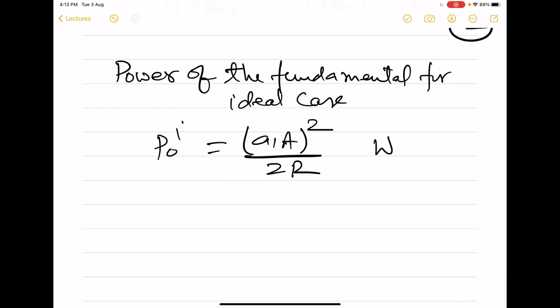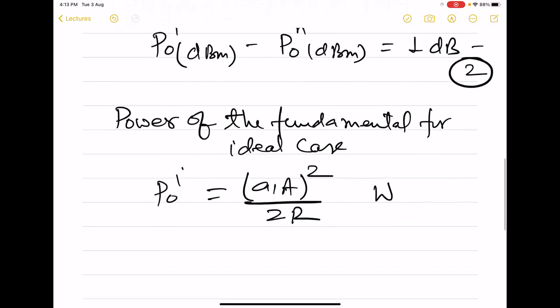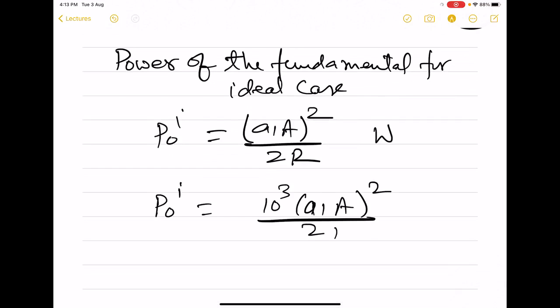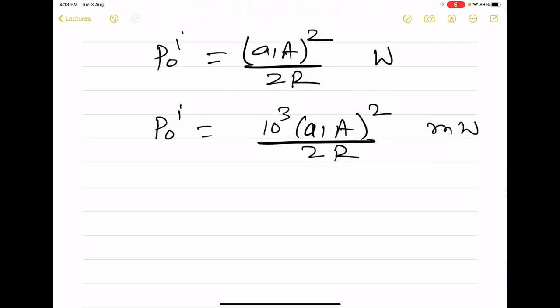Now we have written this equation 2 in dBm, but this could be in dB also. So let us write this power in dBm. So what we will have to do is, first we will have to convert this into milliwatt, so that this will become 10 raised to the power 3 times A1A whole square by 2R milliwatt. So now we can convert it into dBm. So PO ideal in dBm is going to be 10 log of the power.